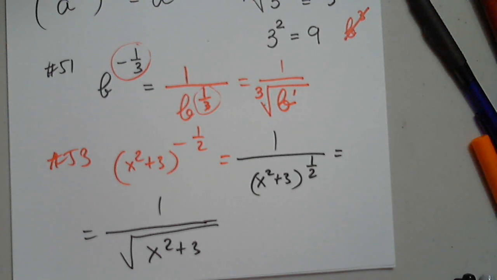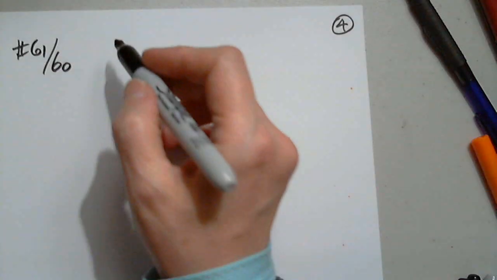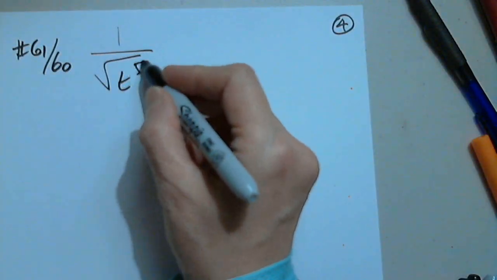Okay, so let's look at 55 to 64. Rewrite each of the following as an equivalent expression with fractional or rational exponents. Same thing. Okay, page 4. Let's start with 61. It's 1 over the square root of t to the 5th.